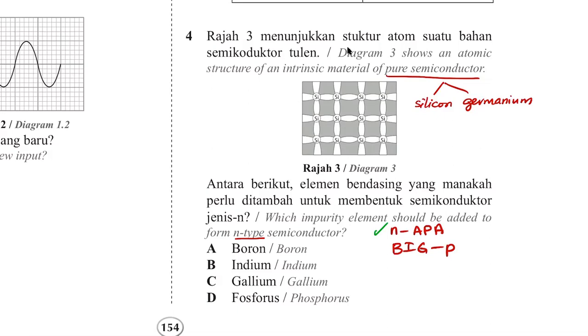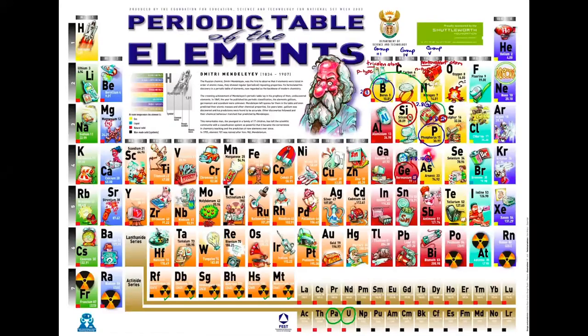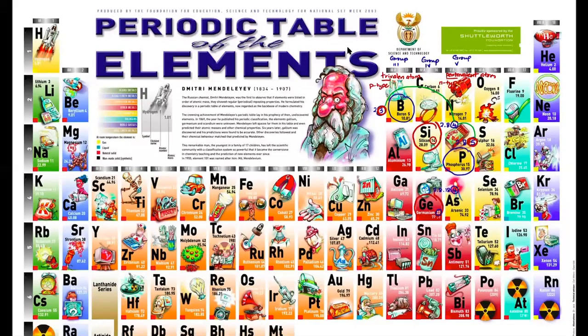A is apa? P is apa? Anyone can guess? Masih ingat lagi? Okay, tengok balik itu periodic table. So to produce N-type, we should add pentavalent atoms ataupun trivalent atoms. Mana satu? Which one? Penta or tri? To produce N. Yeah, penta kan? So yang ini ya. Kita tengok sini.